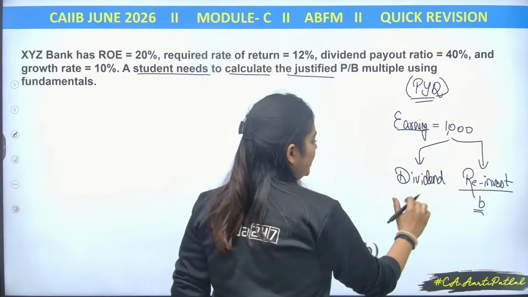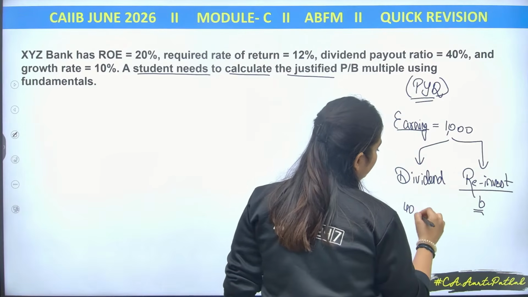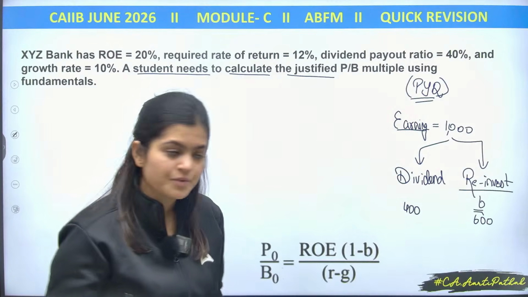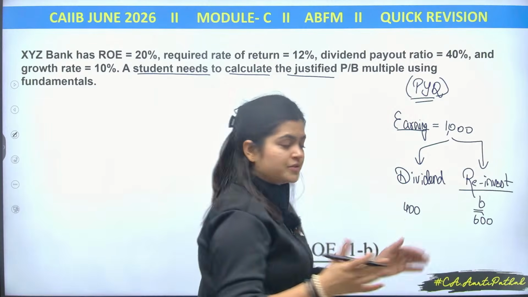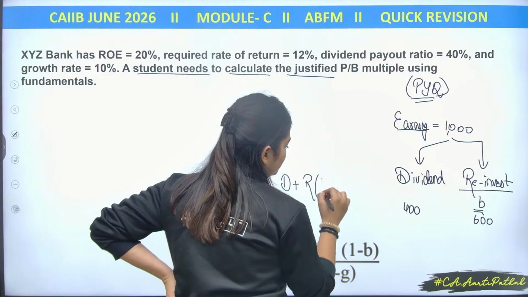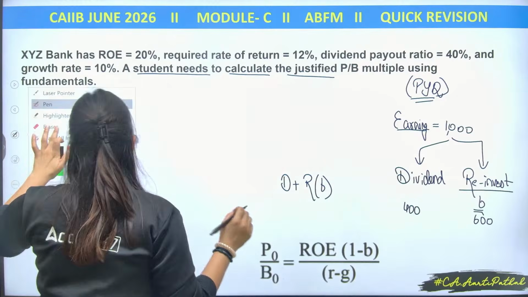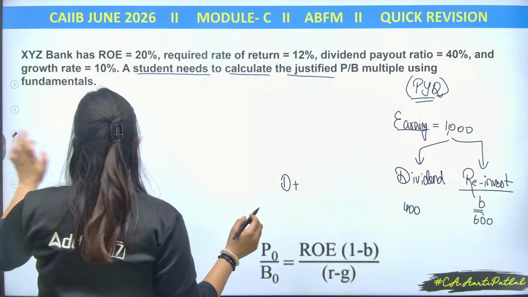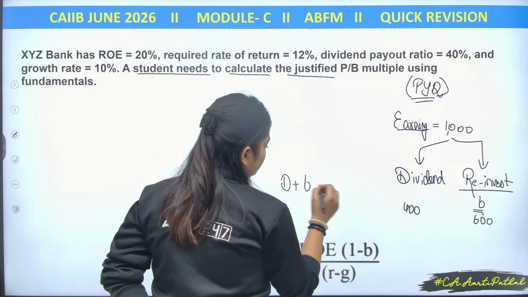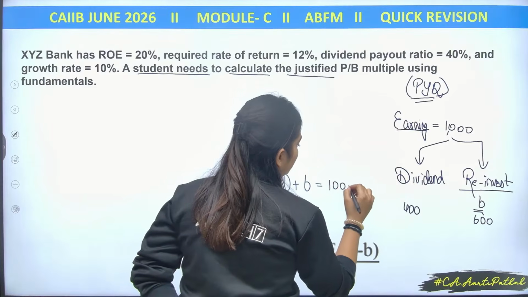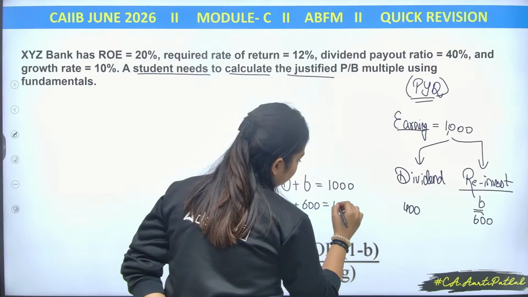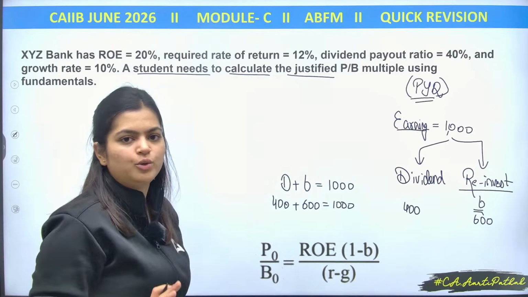Let's say the dividend I'm distributing is 400 rupees, and I'm reinvesting 600 rupees. So you know what the equation is? Dividend plus your reinvestment amount, which is also plug back, equals your total earning of 1,000. Let me erase this R, otherwise you will think this is a multiplication. 400 plus 600 gives you 1,000. This is how you can also calculate total earning.